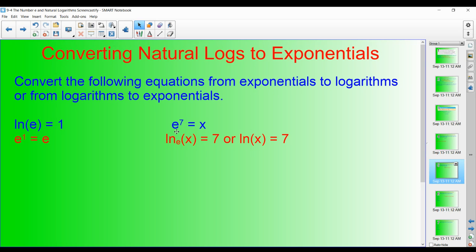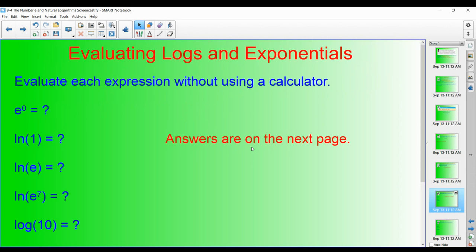And then if I want to convert an exponential to a logarithm, I have my base and my argument and my power. So natural log base e of x equals 7, or we just say natural log of x because we already know the base is e. So if I give you natural log problems, we should know a few of them by thinking how they look as exponentials.